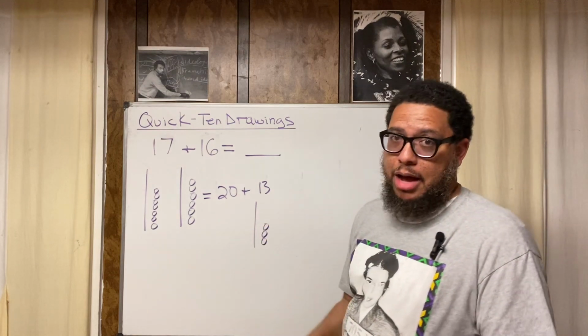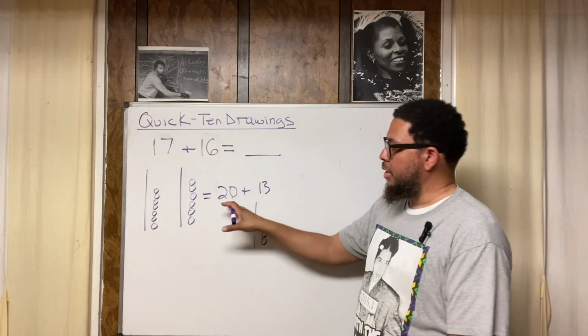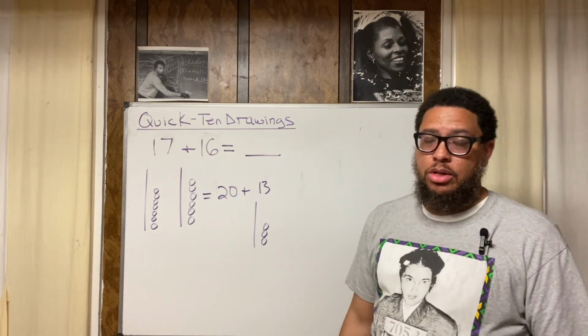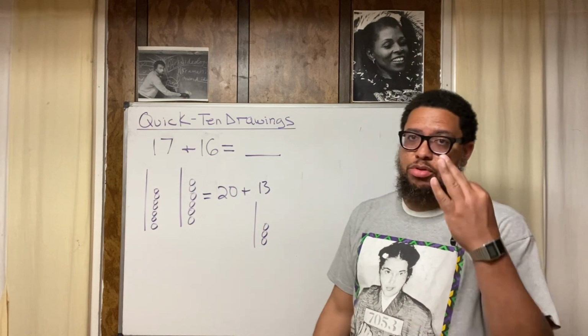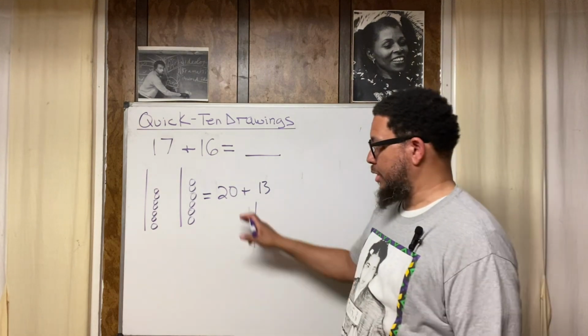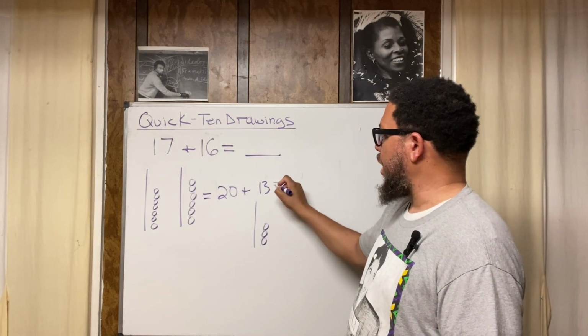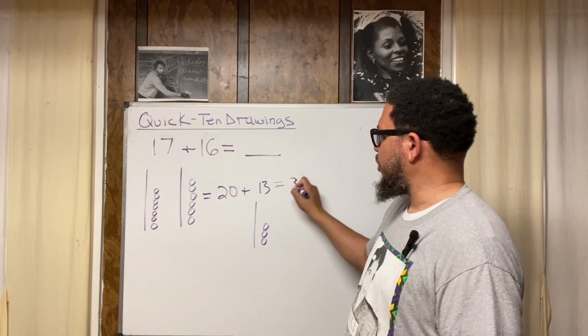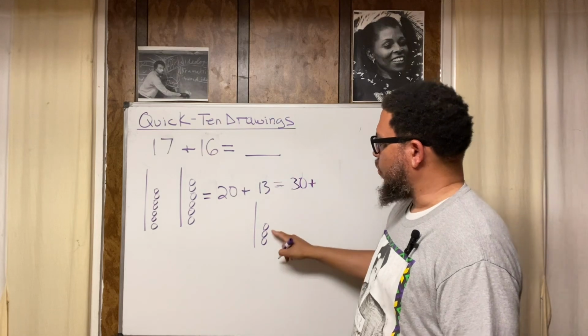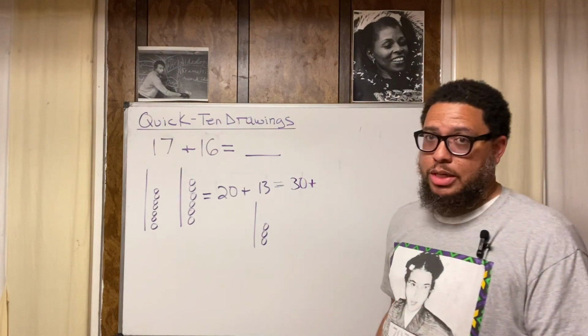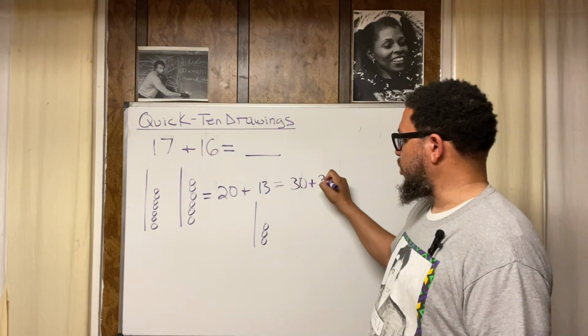Now, I combine my 10s. All right? So I got 20 and I got 10. So altogether, how many 10s is that? That's 3 10s. I got 20 and I got 10. That's 3 10s, so that's going to be equal to 30. Then I put a plus sign. What am I adding to that? These 1s. How many 1s is that? That's 3. So you put the 3 right here.